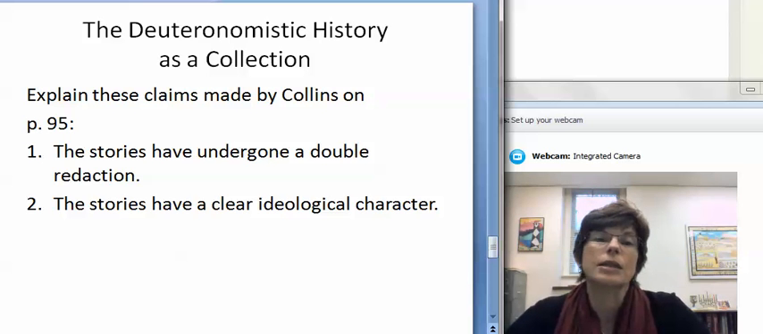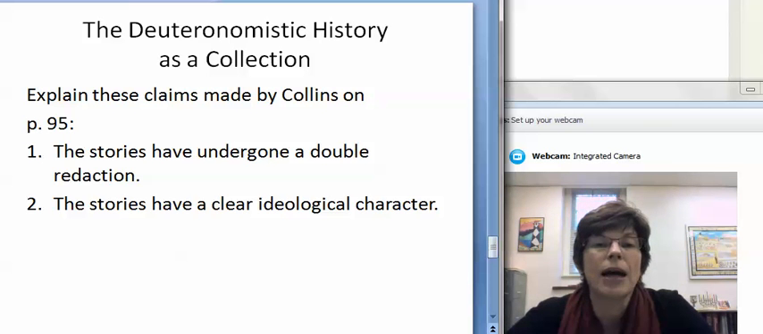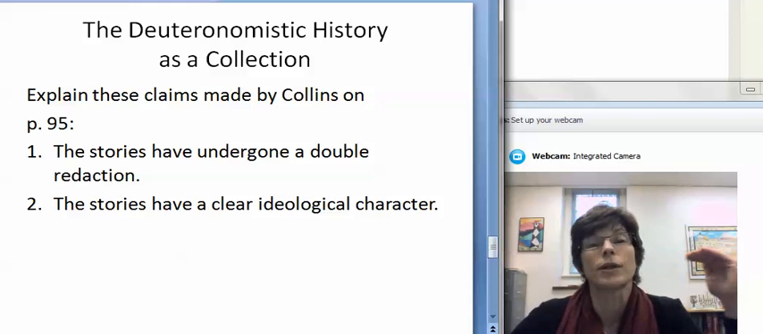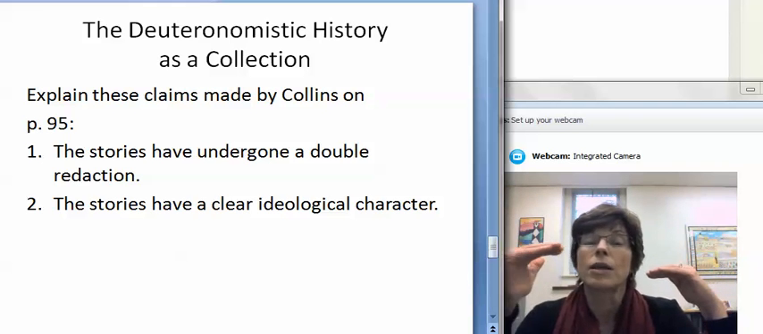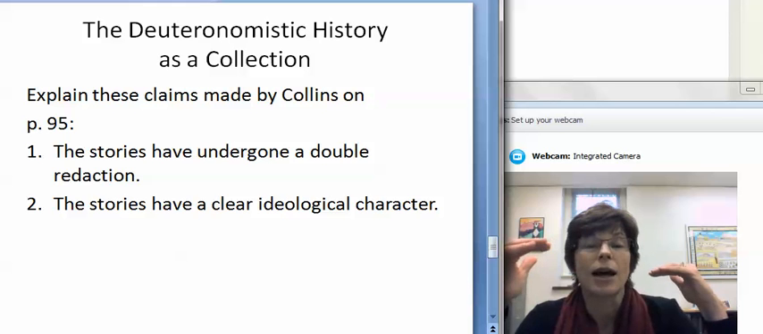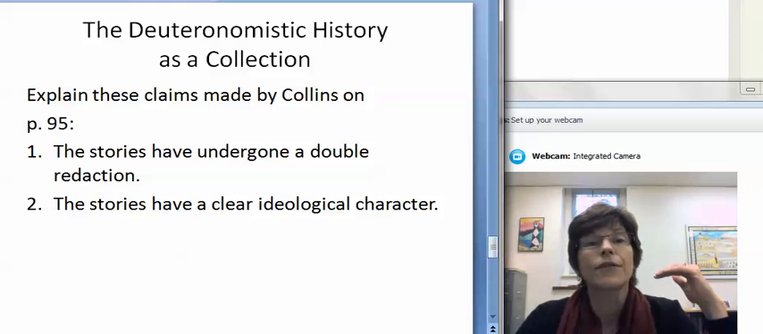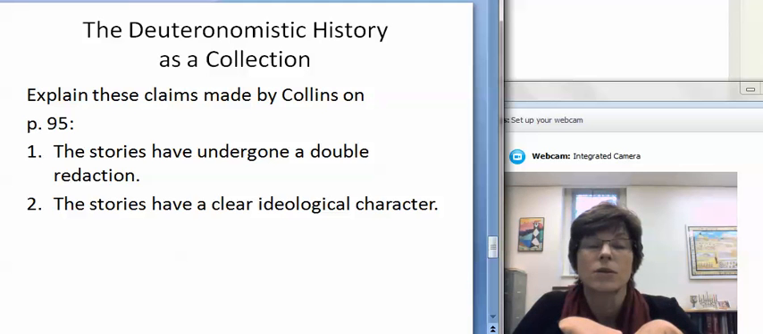See if you can also understand the claims made by Collins on page 95, that these stories in Joshua, Judges, Samuel, and Kings have gone through a double redaction, that like the book of Deuteronomy, we could read them on the level of the stories themselves, we could read them in light of the realities at the time of the Judean king Josiah, and we could read them in light of the realities of the exile.